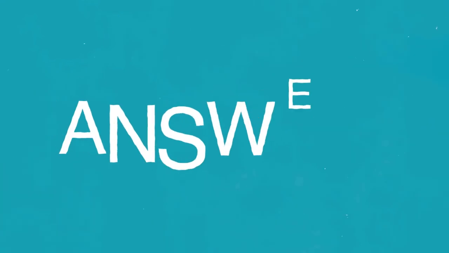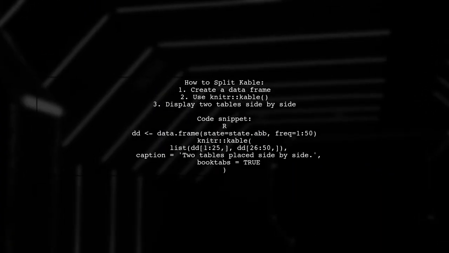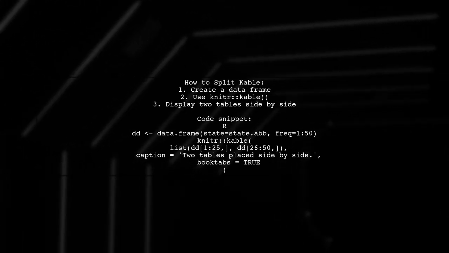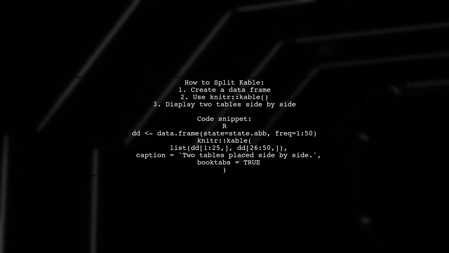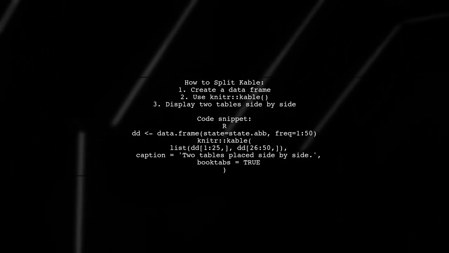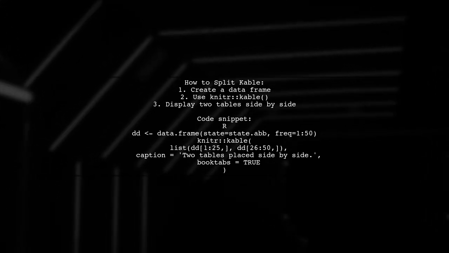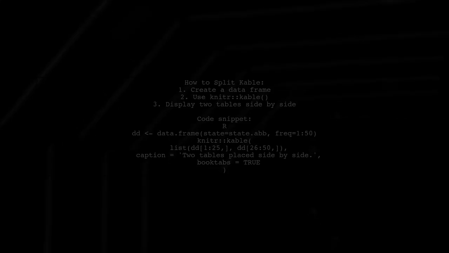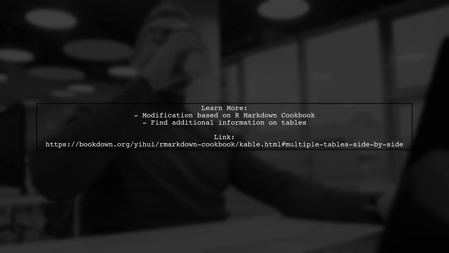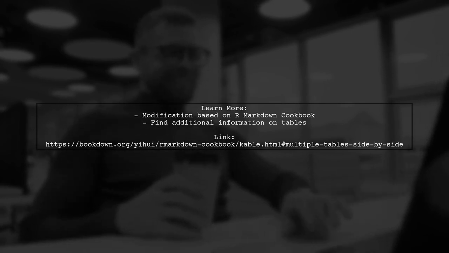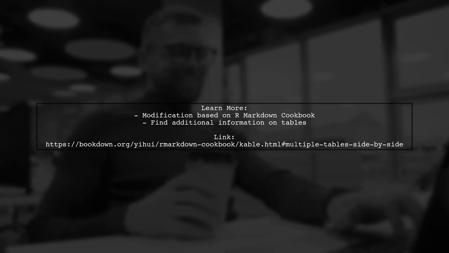Let's now look at a user-suggested answer. To split a Kable over multiple columns, you can modify your code slightly. Create a data frame and then use the Kable function to display two tables side by side. This method is a modification of existing techniques found in the R Markdown cookbook. For more details, check the link provided.